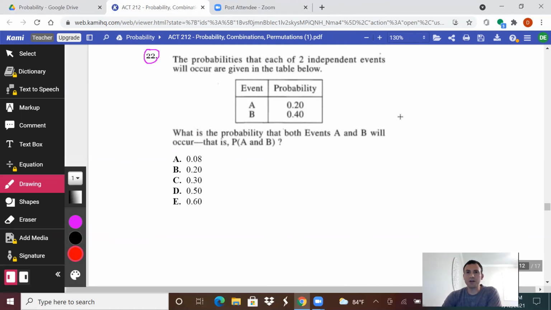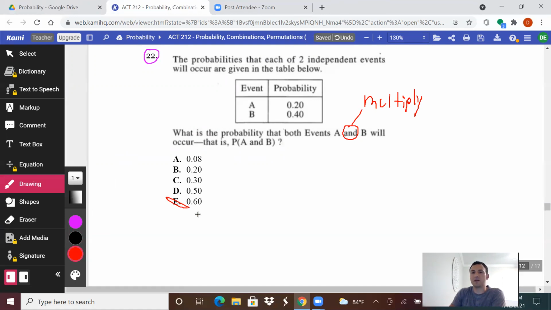The probabilities that each of 2 independent events will occur are given in the table below. What is the probability that both events A and B will occur? That is A and B. So this is an AND problem, meaning that you're going to multiply. The mistake people make is they think, oh, it looks really clean. The probability of A and B happening is going to be 0.6. It's going to be E.